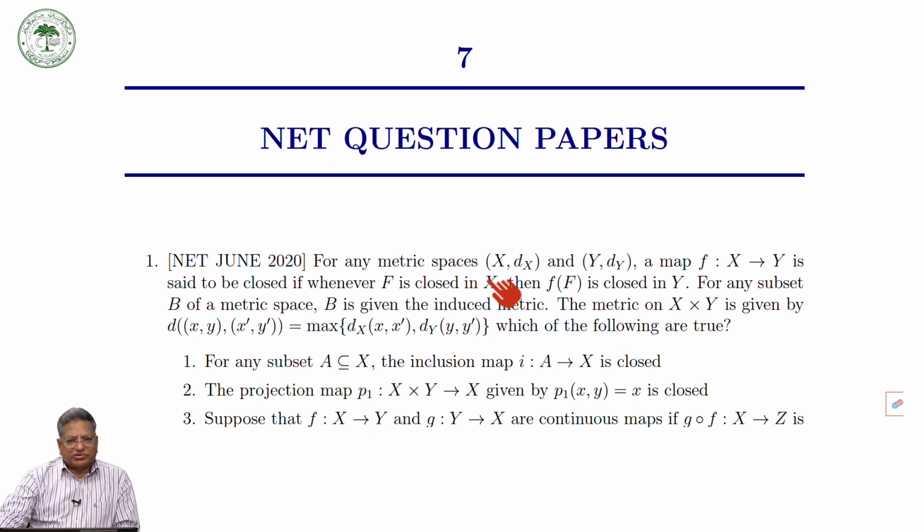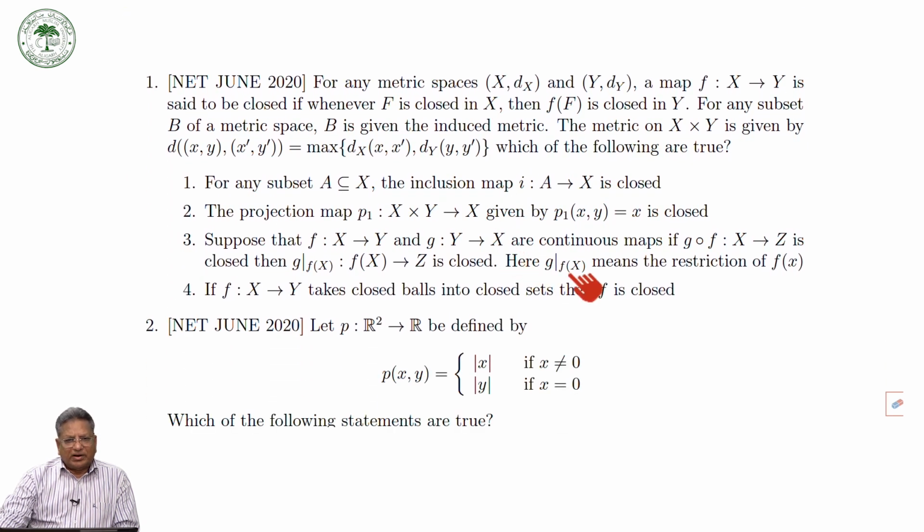Now, we will discuss some questions that appeared in the NET exams during the last few years and are related to metric spaces. So, let us discuss some exercises. I have provided the answers to some questions, but not all, so you can try by yourself, but we can discuss here. For example, this question: for any metric spaces (X, dX) and (Y, dY), a map f from X to Y is said to be closed whenever F is closed in X, then f(F) is closed in Y. You know the definition of a closed mapping: the image of a closed set is closed.